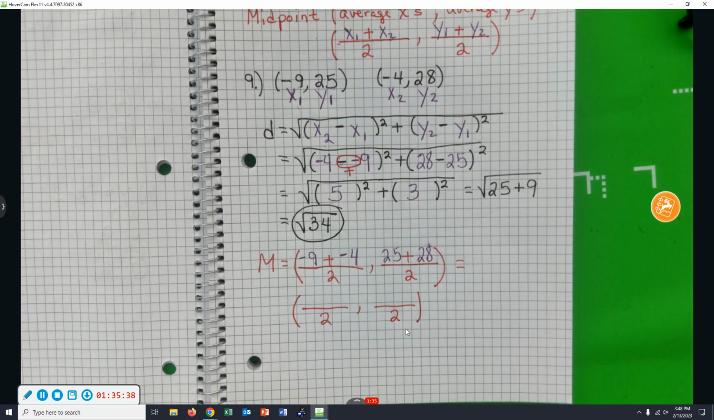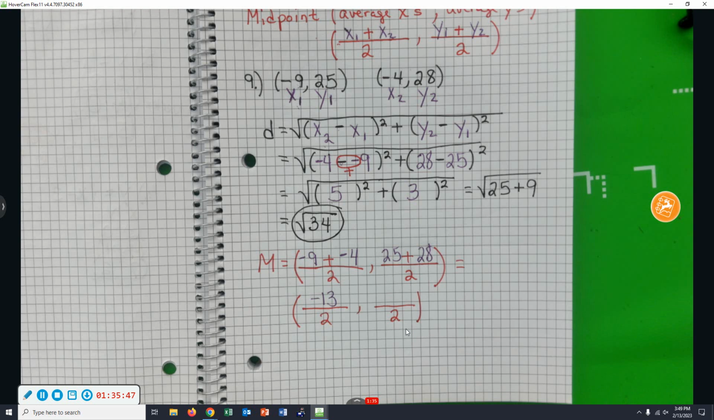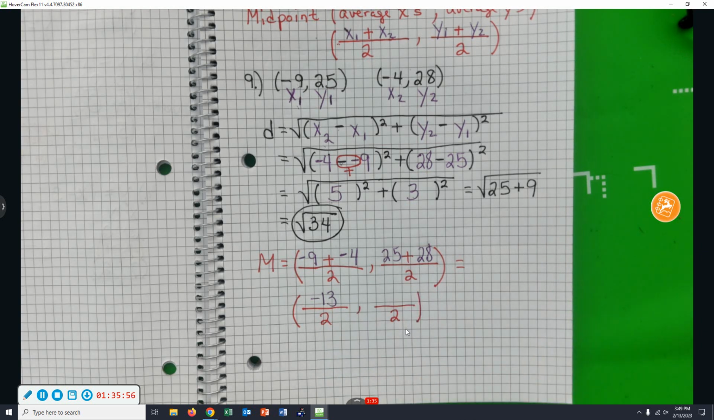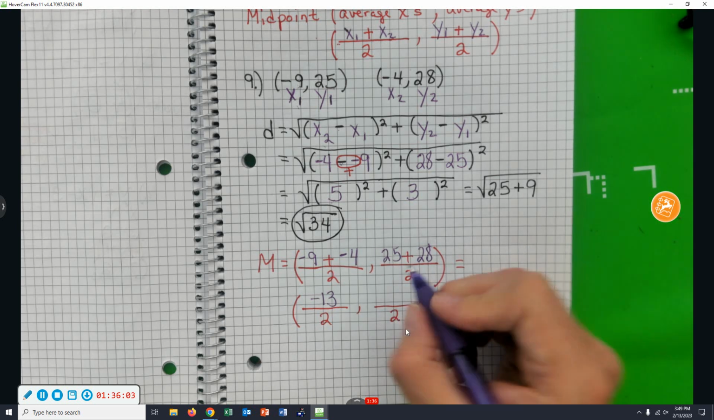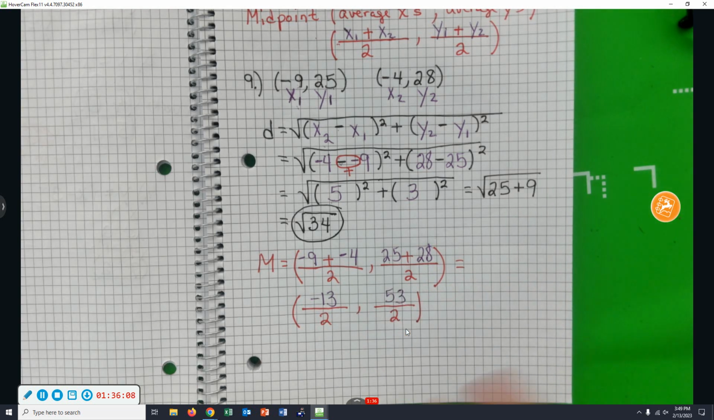Let's see, what's that top number there? Negative 9 plus a negative 4, is that going to be negative 13? So what is that, about negative 6.5? Not about, it is negative 6.5, but we're going to leave it as 13 over 2. My math lab doesn't like mixed numbers. 28 plus 25, 53. Neither of those can be reduced. I guess you could reduce them as mixed numbers or decimals.